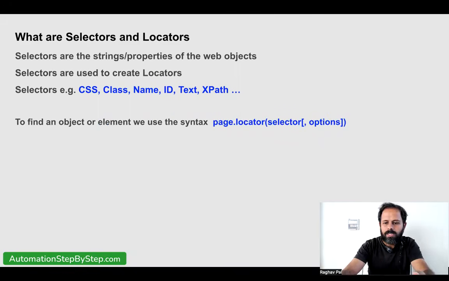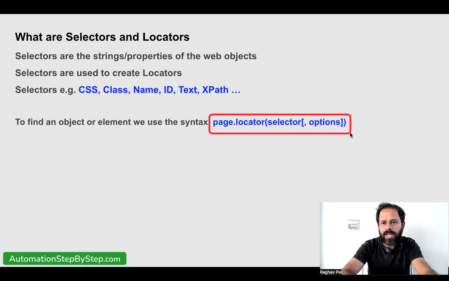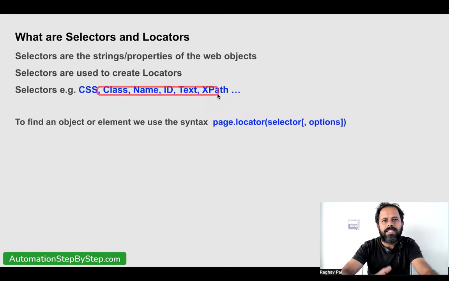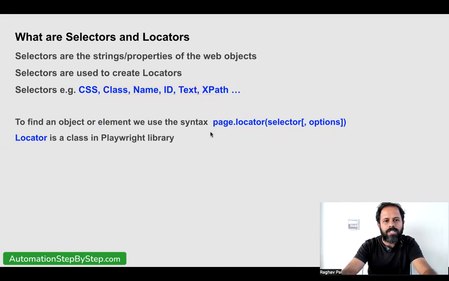Now locators in Playwright, locator is a class. And here the syntax is we say page.locator and give any of these selectors and create a complete string. Do not worry, I will show you in a demo how exactly we use this. So just for information, locator is a class in the Playwright library.